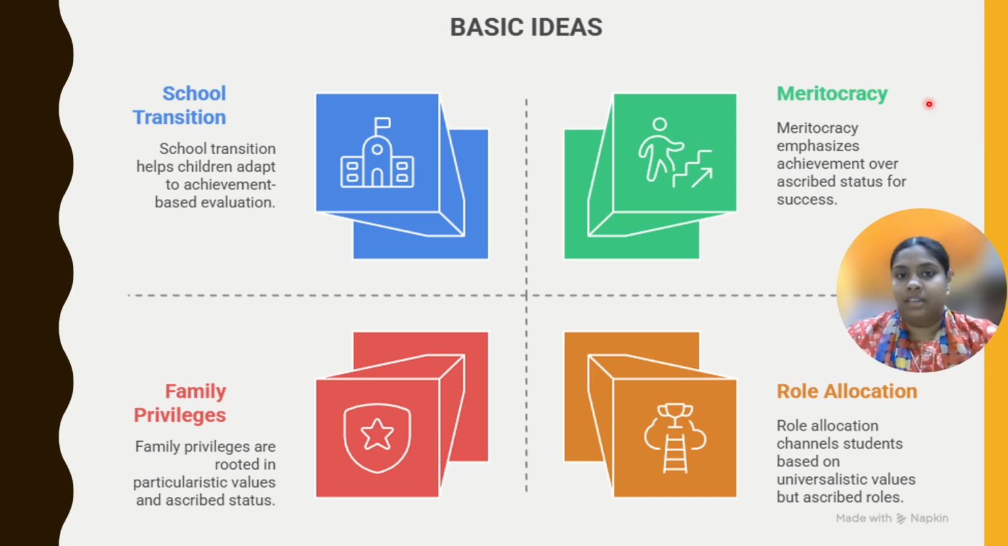He believes in meritocracy. According to him, meritocracy emphasizes achievement over status for success. He gave great importance to role allocation. According to him, an individual's role allocation should be according to his values and the roles that he is going to perform in the society. He also gave importance to family privileges. According to him, family privileges are rooted in individuals' values and status in the society. He gave great importance to school transitions. According to him, school transition helps children to adapt to achievement based evaluation.